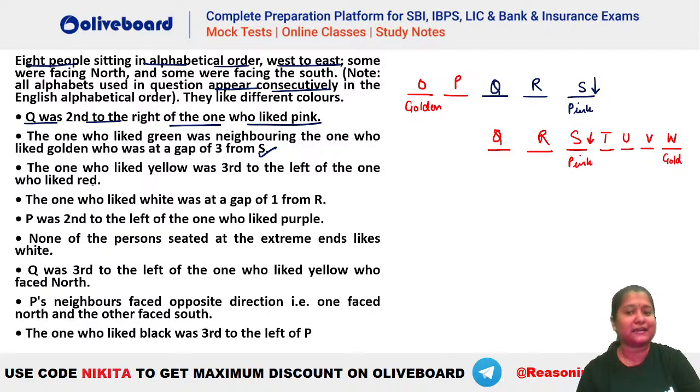अब आगे चलो देखते हैं। The one who liked yellow was third to the left of the one who liked red, ओके, तो yellow has to be third to the left of red। चलो ठीक है, देखेंगे। The one who liked white was at a gap of 1 from R, तो R से एक के gap में आपका white होना चाहिए। In the second case, you can see how many people do we have? 1, 2, 3, 4, 5, 6, 7. So you can see either T should be white or we can have a P also who can be white.